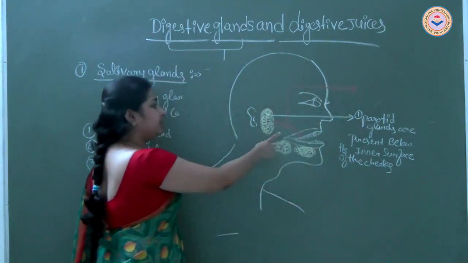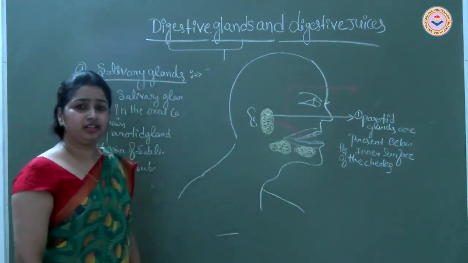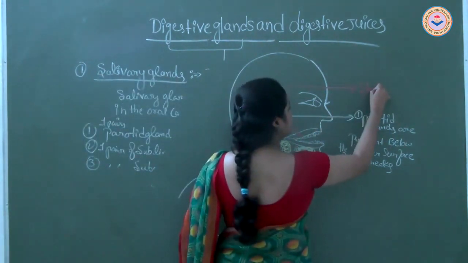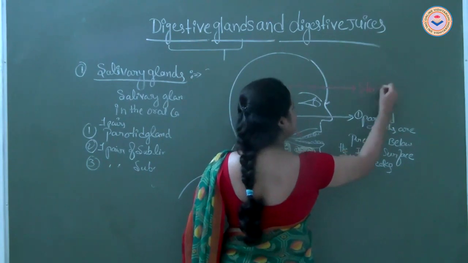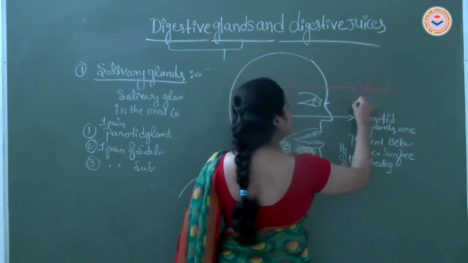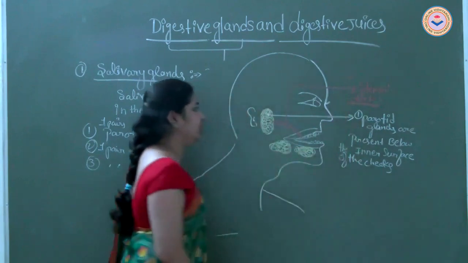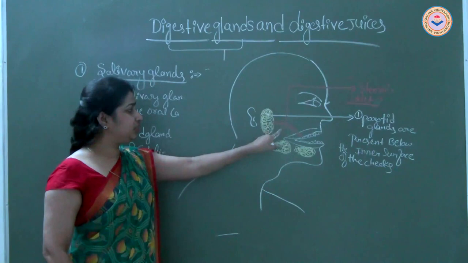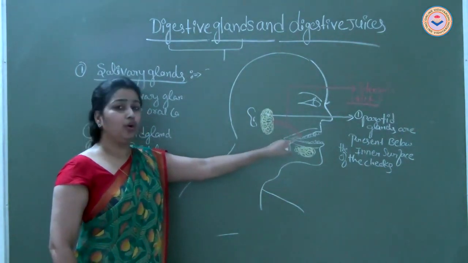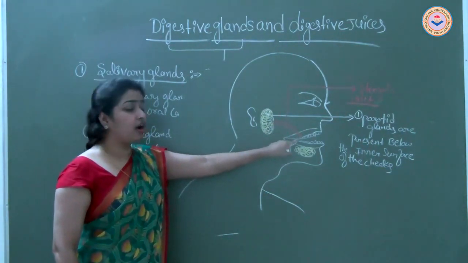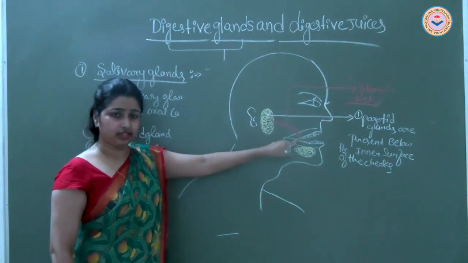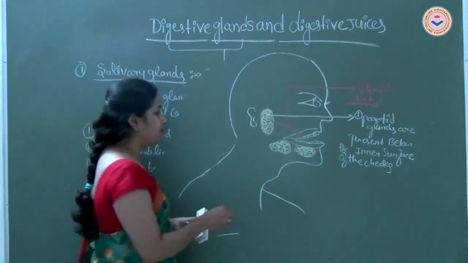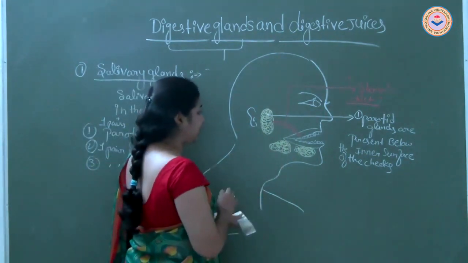The duct of the parotid gland is called Stensen's duct. It opens directly into the oral cavity near the third molar of the upper jaws. Next, coming to the next gland, the submandibular gland.